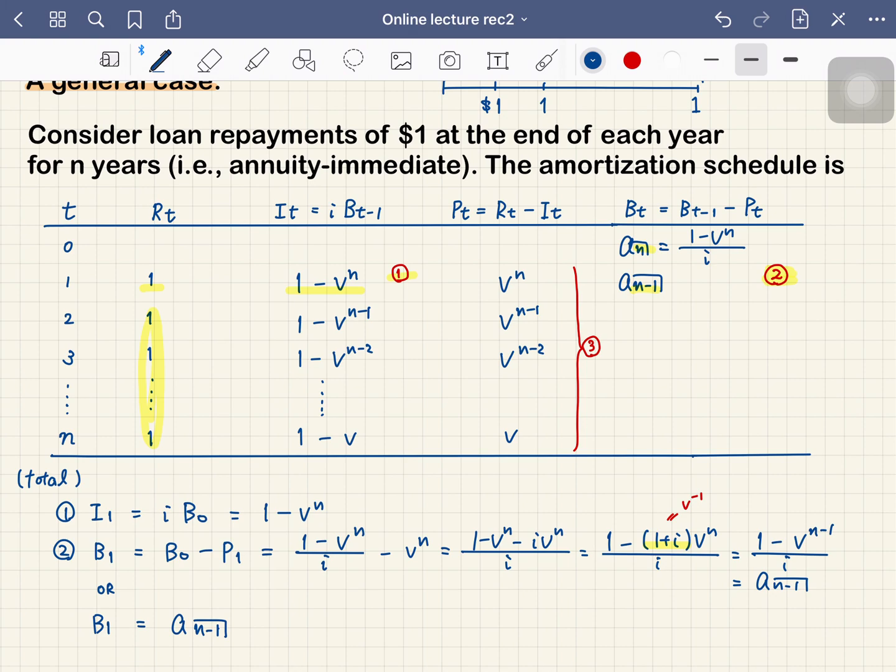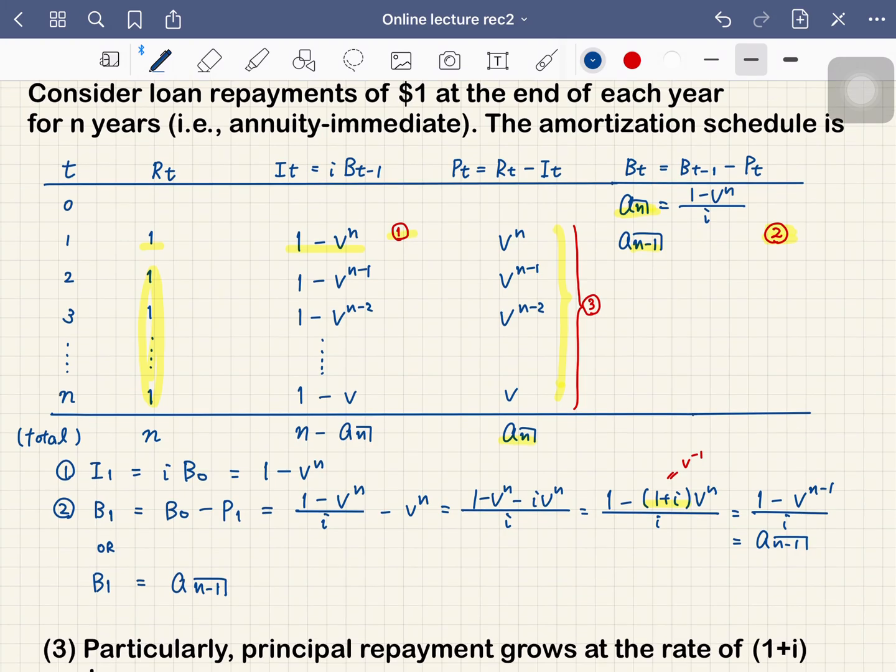And you can also think about the totals. The total repayment amount is n, and the total principal repaid should be a angle n, because this should correspond to the original balance. Also, if you use the formula, you can derive that the summation of this amount is equal to a angle n. So from this, the interest repaid is n minus a angle n.